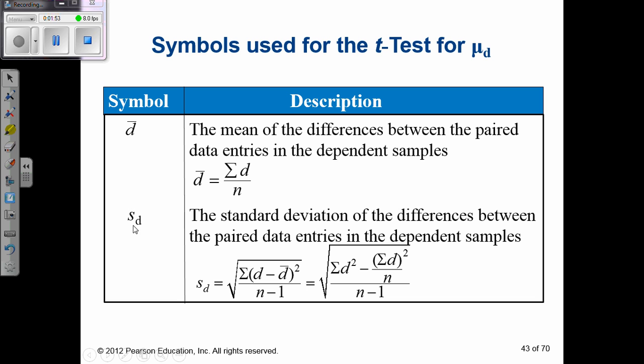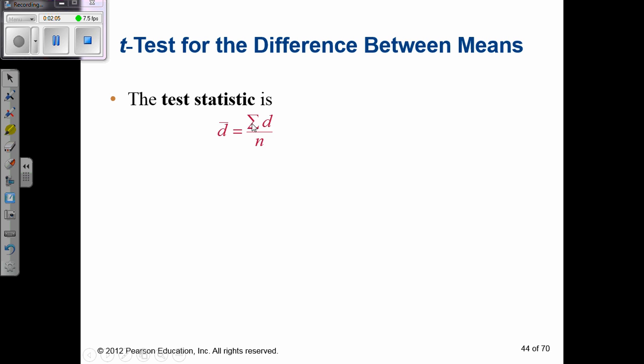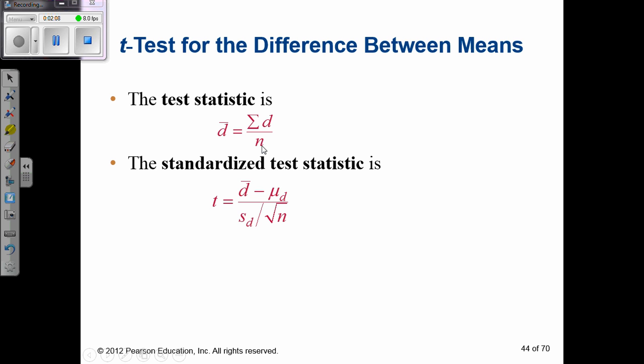The D bar is the sum of the individual differences divided by the number of pairs. And we have the standard deviation of the differences, and this formula here is just a little easier to put into your calculator. We're going to set up a table to come up with these values, and I'll show you that in just a minute. So the test statistic is D bar, the sum of the differences divided by the number of pairs. And the standardized test statistic is t equals D bar minus mu sub D, which is usually 0, so we don't really subtract anything, divided by the standard deviation of the differences, which we saw on the previous slide, divided by the square root of the sample size. And degrees of freedom is always the number of pairs minus 1.